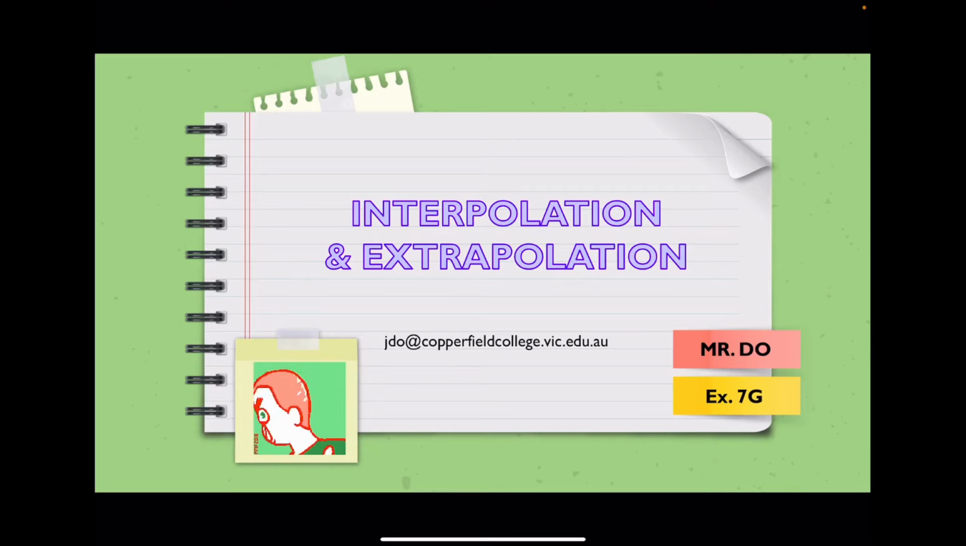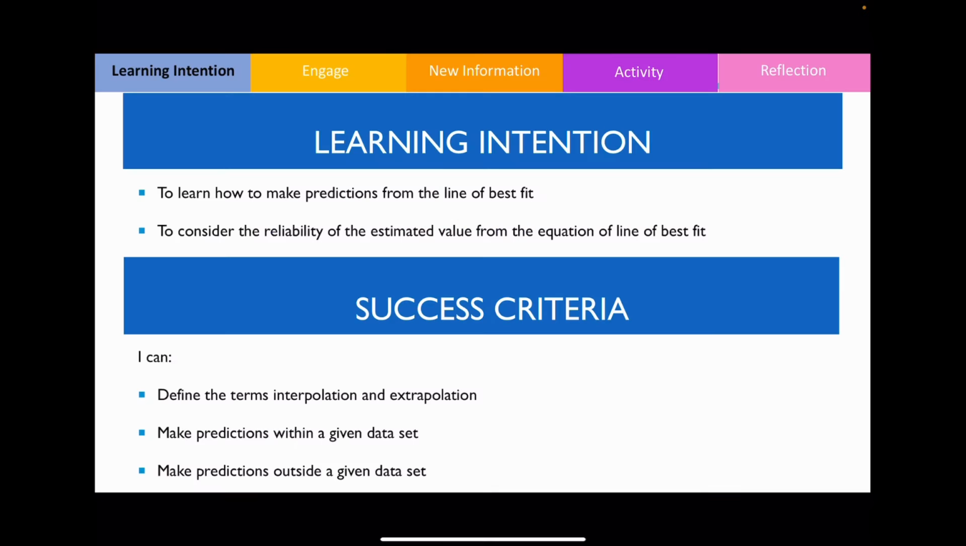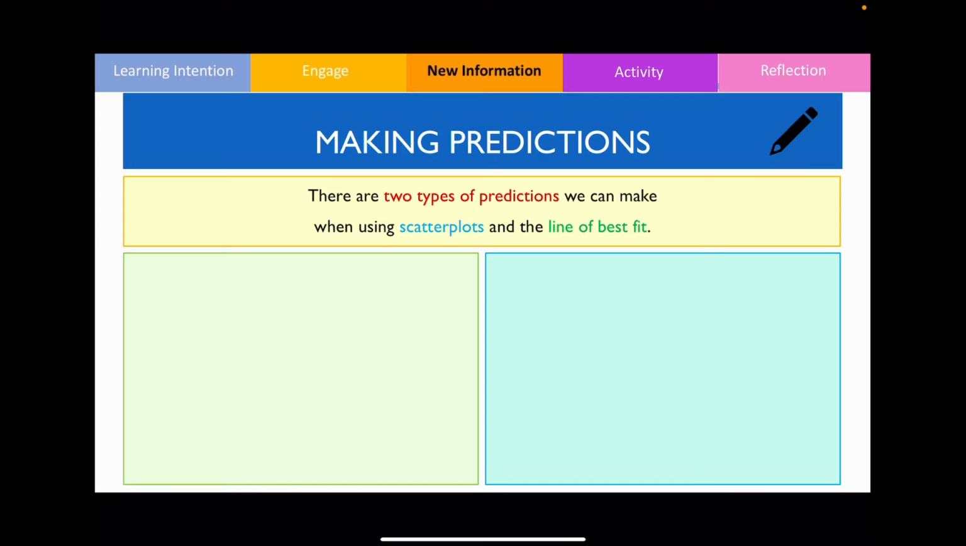Hello class, in this video we're going to be looking at interpolation and extrapolation. The learning intention of this video is for us to learn how to make predictions from the line of best fit and for us to consider the reliability of the estimated value from the equation of a line of best fit. When we have both a scatter plot and a line of best fit, we could use this to predict what values could lie in between or beyond the range of a dataset.